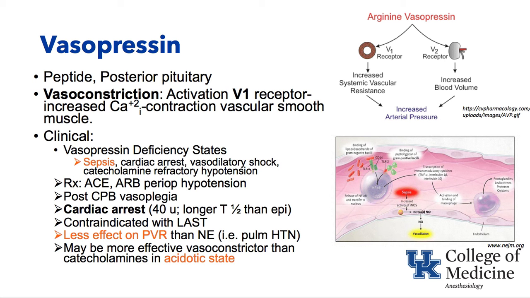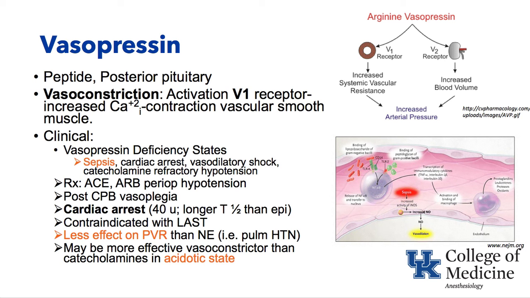Clinically, vasopressin is used to raise blood pressure in vasopressin deficient states. Examples of vasopressin deficient states include sepsis, cardiac arrest, vasodilatory shock, catecholamine refractory hypotension. Sepsis is a very common one where vasopressin is used.